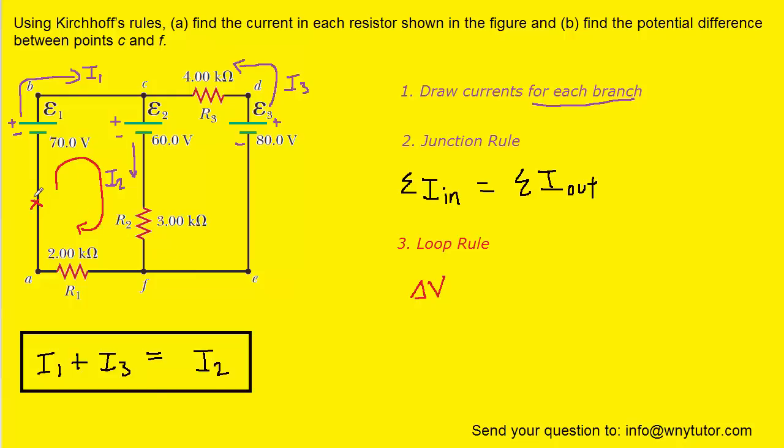We can begin to move around our loop, and then when we come to this battery, we move from a negative terminal to a positive terminal, and that battery is labeled 70 volts. And so we would have a positive 70 volt potential change.